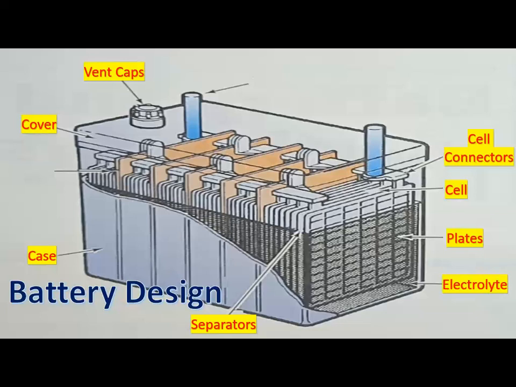Cell connectors are lead burned to the positive and negative plate tabs in each cell group. These cell connectors also extend through the partitions between the cells. They connect the negative plates in one cell to the positive plates in the next cell. The negative plates in one end cell and the positive plates in the opposite end cell are connected to terminal posts that extend through the top or sides of the battery.